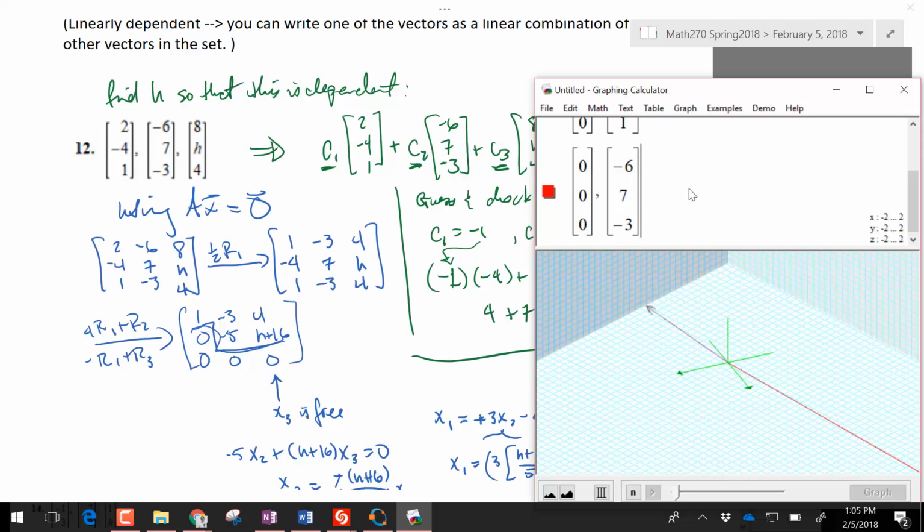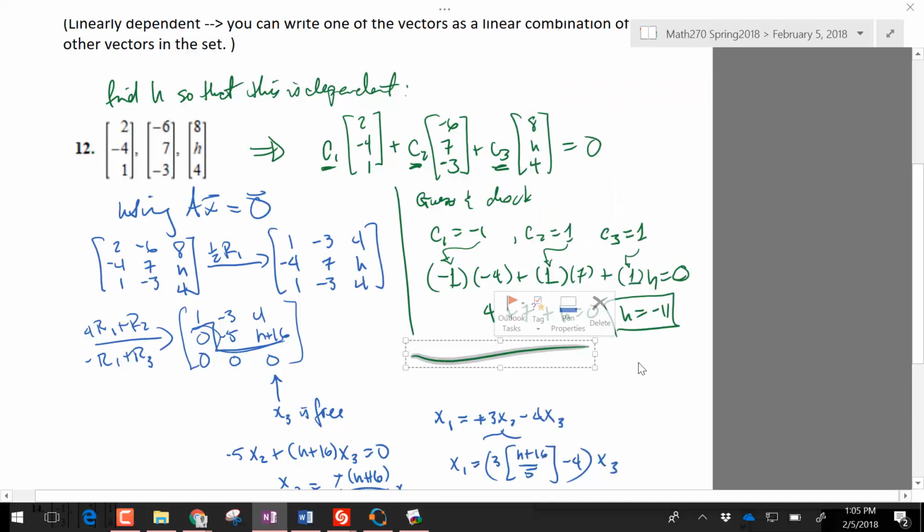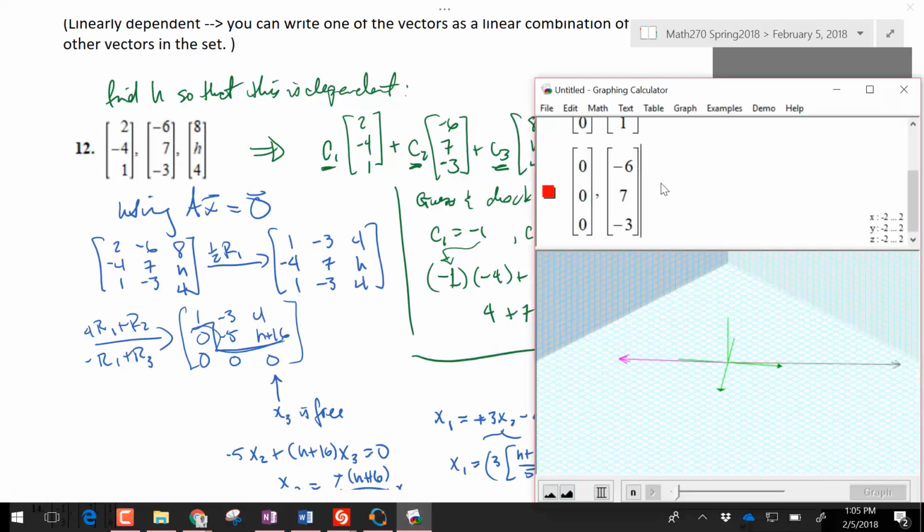If we create this third vector, and let's let h equal, what was the one we got? 11. Let's let h equal 11 and see what happens. What do you think is going to happen while I'm punching this in? Any ideas? Any guesses? It's going to be on the same plane. We have these two vectors where we saw the pictures and they look like they're going in different directions. 11 or -11? And then if we draw this third vector, it's all on the same plane. Does it look like it's all on the same plane?